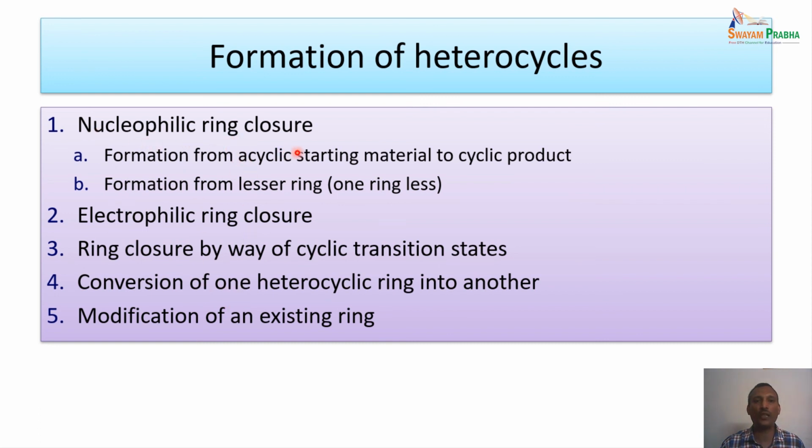One is a nucleophilic ring closure. In this case, formation of a cyclic product from an acyclic starting material is studied. The next one is formation from a lesser ring, that is one ring less. These two are nucleophilic ring closure reactions. We also have electrophilic ring closure reactions, ring closure by way of cyclic transition states, conversion of one heterocycle ring to another one, and modification of an existing ring. So these are all the common reactions by which heterocycles can be formed.